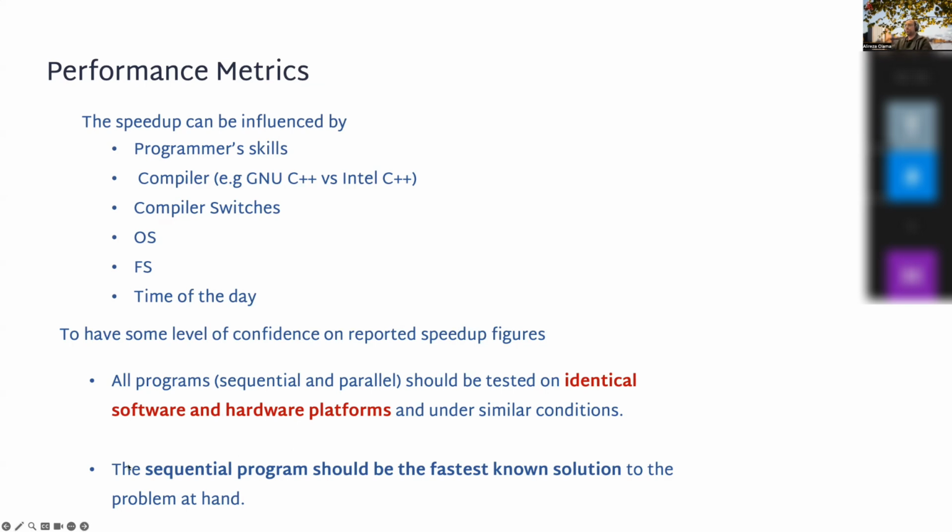And the second requirement, which is important, is when you want to compare your parallel program with a sequential program, you have to make sure that the sequential program that you are comparing against is the fastest one that you have available, right? So these are two requirements that you need to know when you want to measure the speed up of your programs. And you can also satisfy these requirements when you are working with your project or with your assignments.